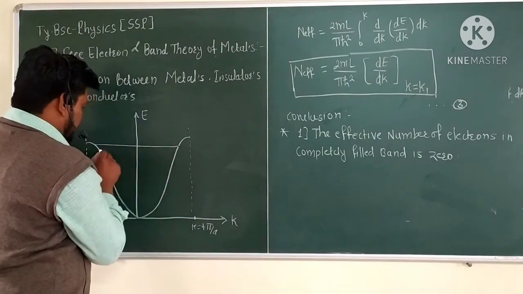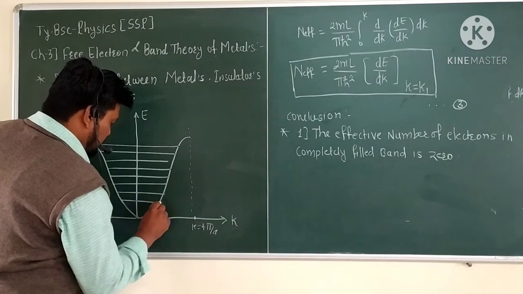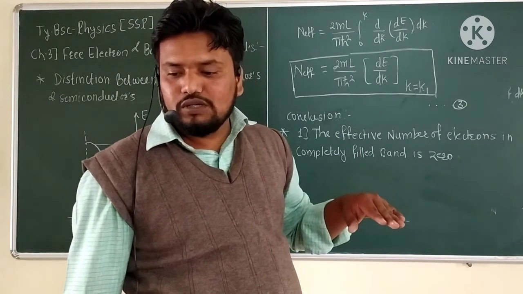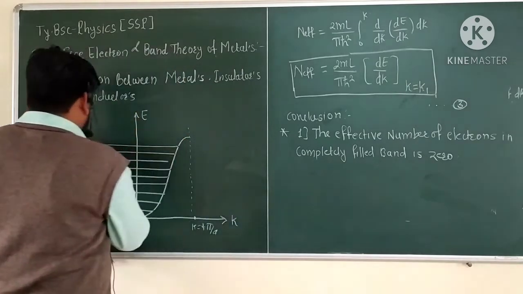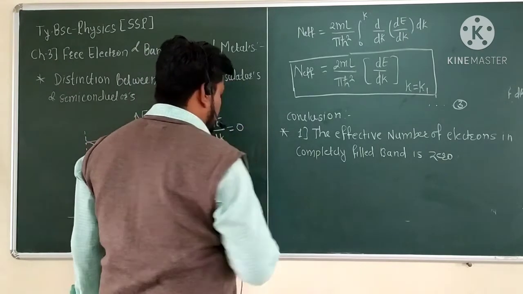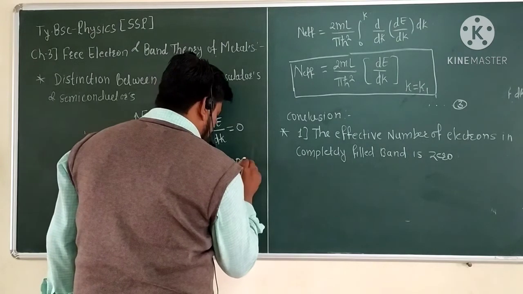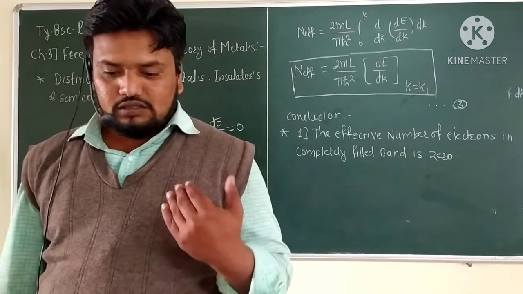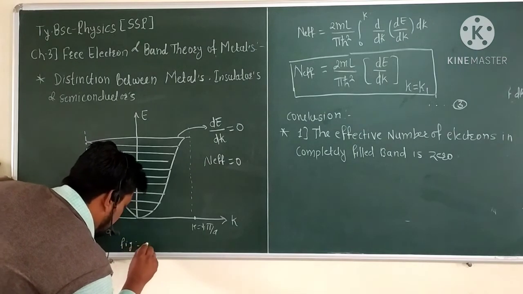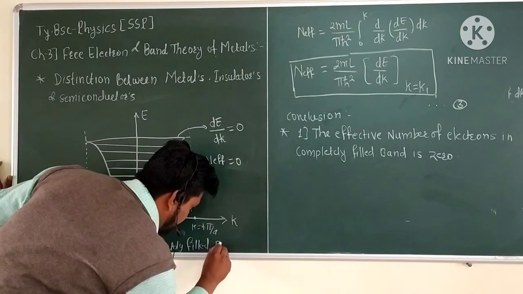So for the completely filled band, according to this definition the first derivative is equal to 0, and that is given by dE by dk. For this condition, dE divided by dk is equal to 0, and under that condition the effective n is equal to 0. So that is the expression, and that diagram is considered as the completely filled band figure.